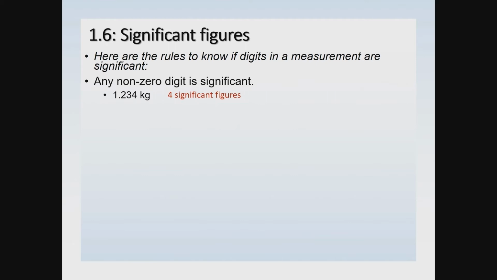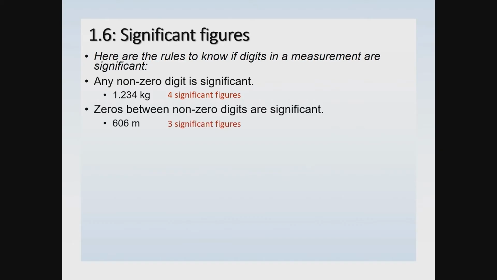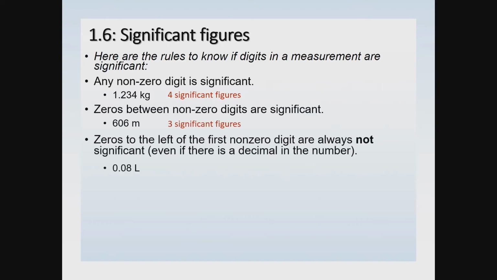So the first rule is pretty easy to remember. If you have a number or measurement and it has all non-zero digits, all non-zero digits are considered significant figures. With 1.234 kilograms, they're all non-zero digits, and so that should have 4 significant figures. If you have a 0 between non-zero digits, it's considered a significant figure, and so in that number there should be 3 significant figures.